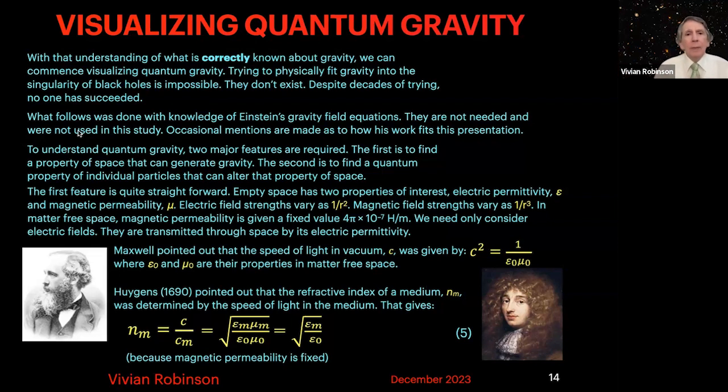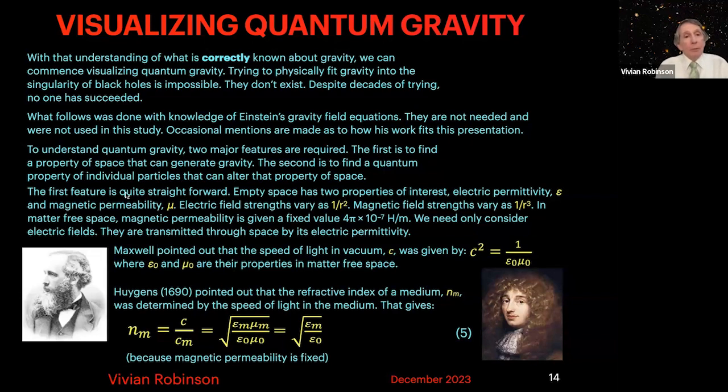Now, what follows was done with knowledge of Einstein's gravity field equations, but they were not needed and were not used in this study. Occasional mentions are made of how his work fits this presentation. To understand quantum gravity, two major features are required. The first is to find a property of space that can generate gravity. The second is to find a quantum property of individual particles that can alter that property of space. Quite straightforward, really.